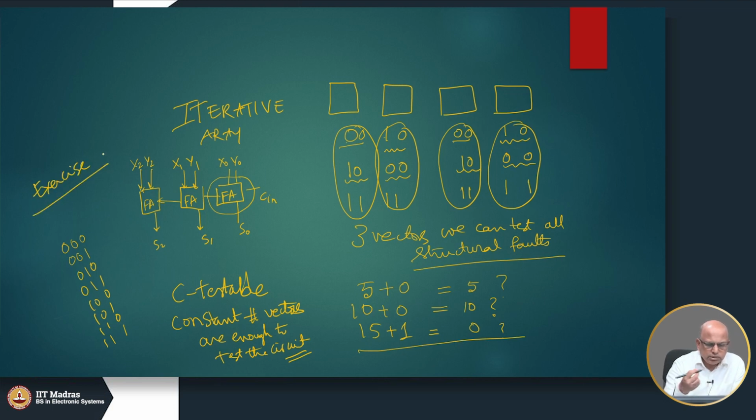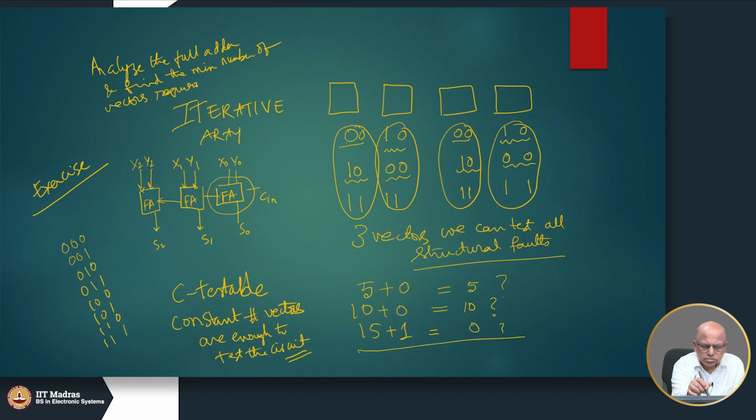What is the exercise? Just like we analyzed the half adder, analyze the full adder and find the minimum number of vectors required to catch all single stuck faults. That is step number 1.